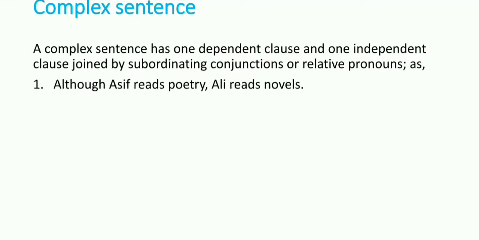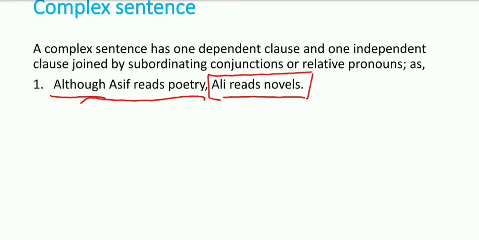Look at the example. Although Asif reads poetry, Ali reads novels. Now the subordinating conjunction is "although," and "although" has joined two sentences. If we say only "Although Asif reads poetry," it may give some sense, but it is not complete without an independent clause, that is, "Ali reads novels."